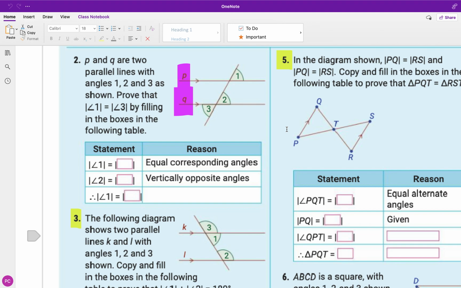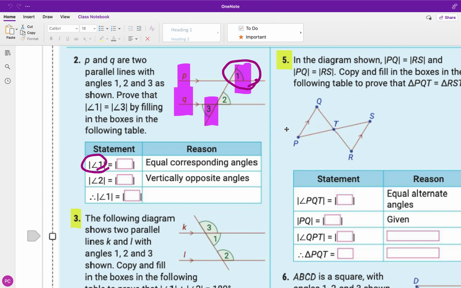And what they say is that 1, 2, and 3 are proof that angle 1 is the same as the angle 3. So they want you to show that angle 1 is the same as angle 3. Prove it by filling in the boxes in the following table. So if we say, right, well, from our knowledge, we know that angle 1, so the size of angle 1, here it is here, is the same as the size of what angle?